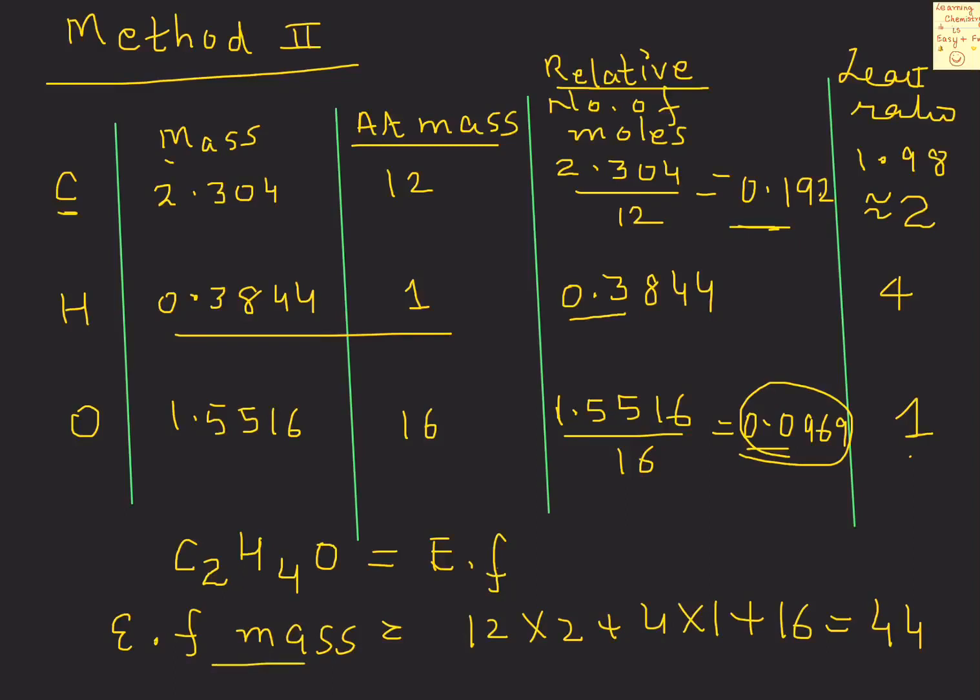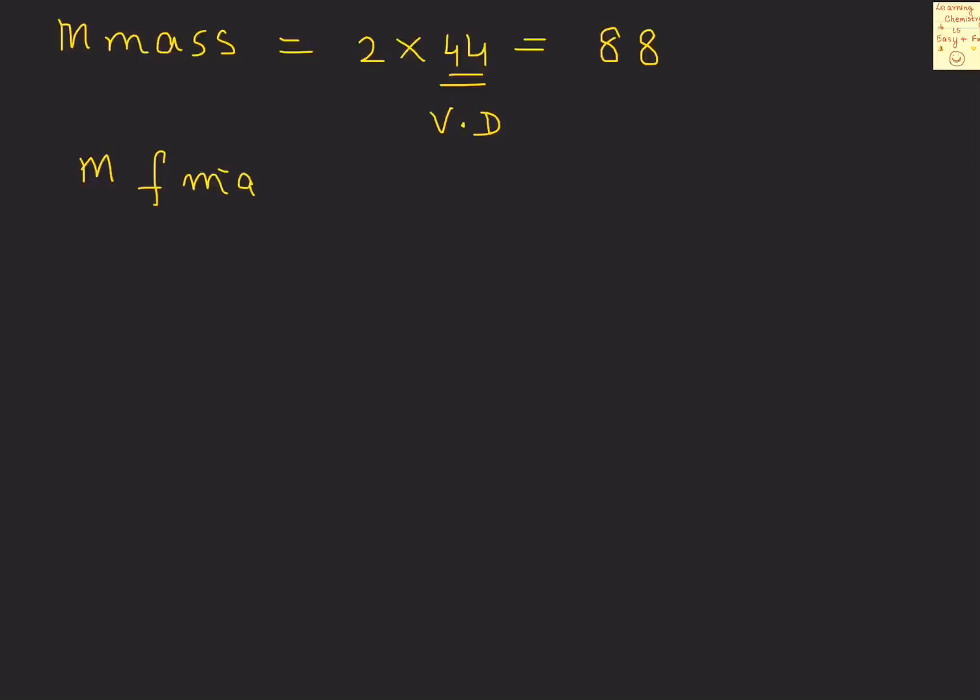So we get the empirical formula mass as 44 u, right? Molecular mass is 2 into 44. Why 44? Yes, because the vapor density is given to you as 44. That gives us a value of 88. So molecular formula mass is equal to empirical formula mass into n.